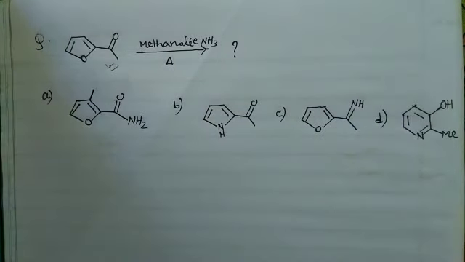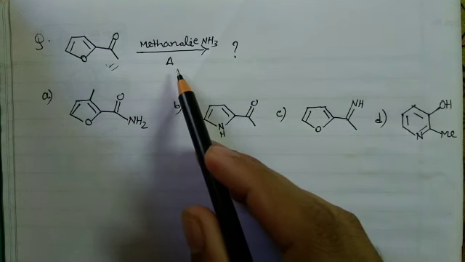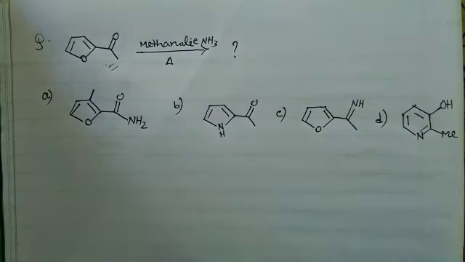So this is a very important question, and here you can see this particular compound. It is a derivative of furan. It is treated with methanolic ammonia and then heated under sealed tube. So what will be the product?